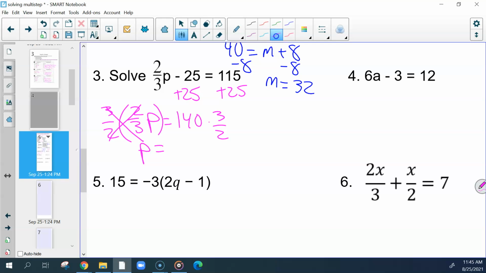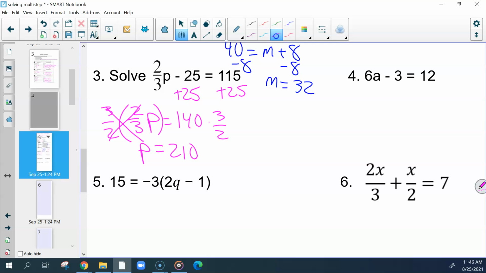And then you can either multiply 140 times 3 and then divide by 2, or divide by 2 and then multiply by 3. That order doesn't really matter. You'll get the same thing either way. But what would that be? That sounds right. Do you have any questions on how we solve that? Does anyone want to see the second way where you get rid of the fraction first?